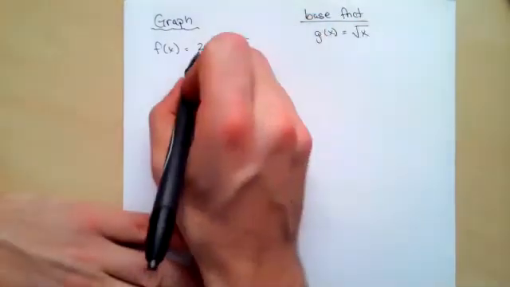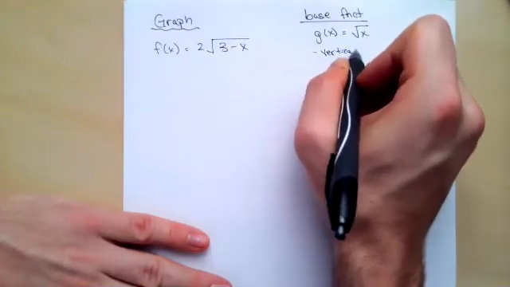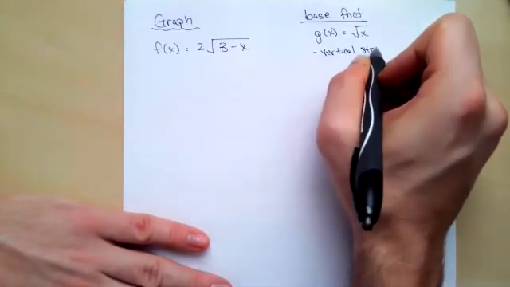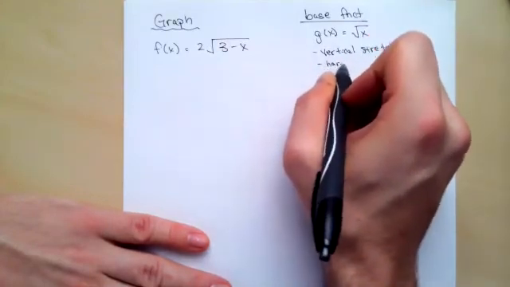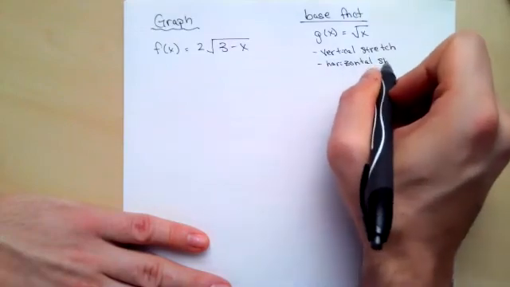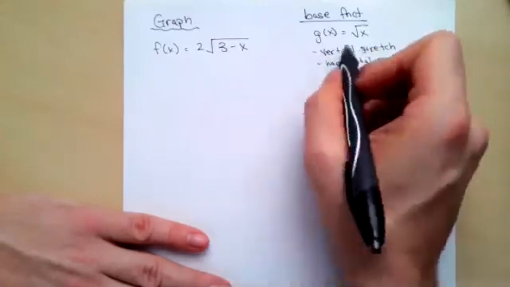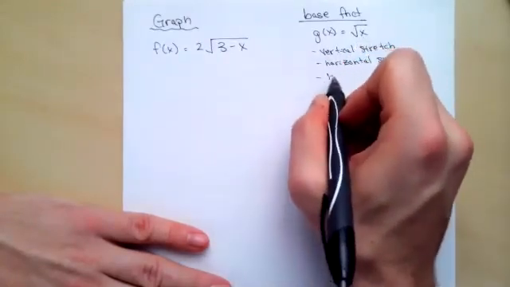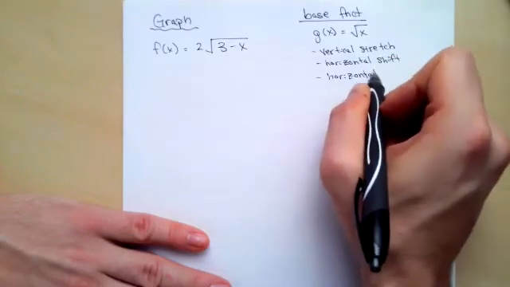And so what do we have? We have a vertical stretch. We have a horizontal shift. And we also have a minus x inside the square root. So it's going to be a horizontal flip.